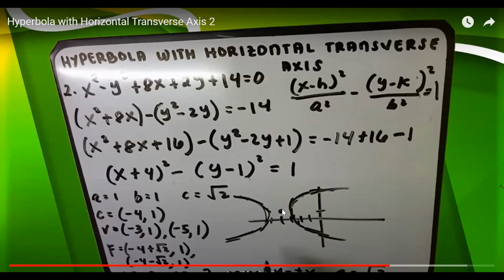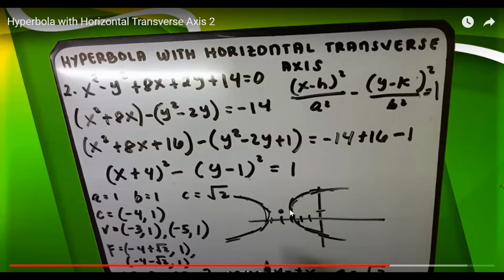So if this is the center, so kung meron kayong vertices, ayan, so negative 3 and 1. And then negative 5 and 1. So ma-identify nyo pa lang na they have the same distance. Pag kinonect nyo yung mga vertices, ayun nga yung magiging transverse axis natin, horizontal transverse axis.